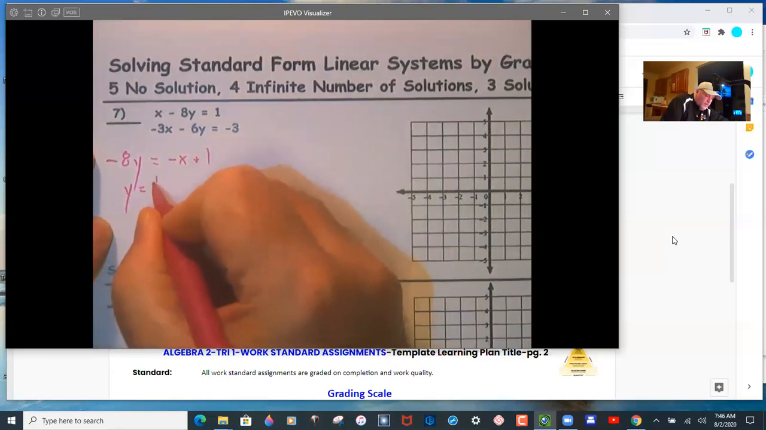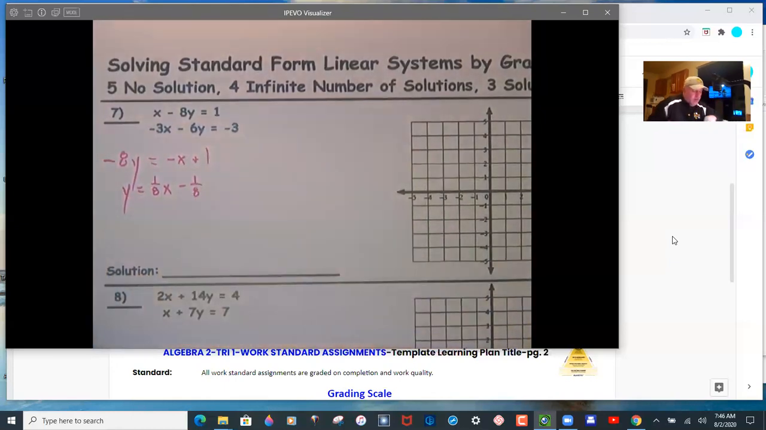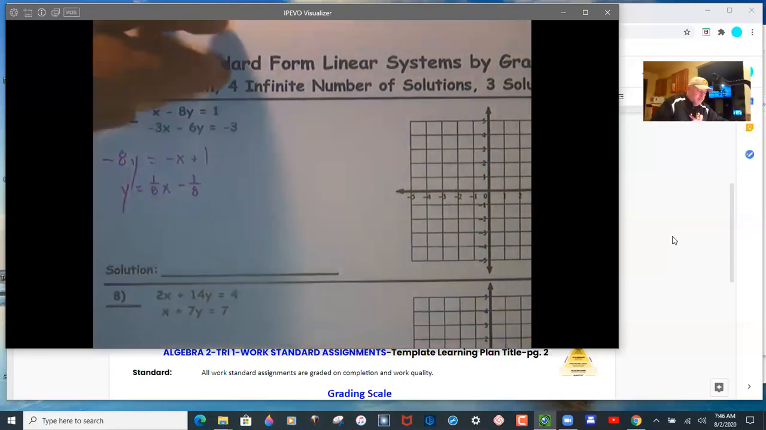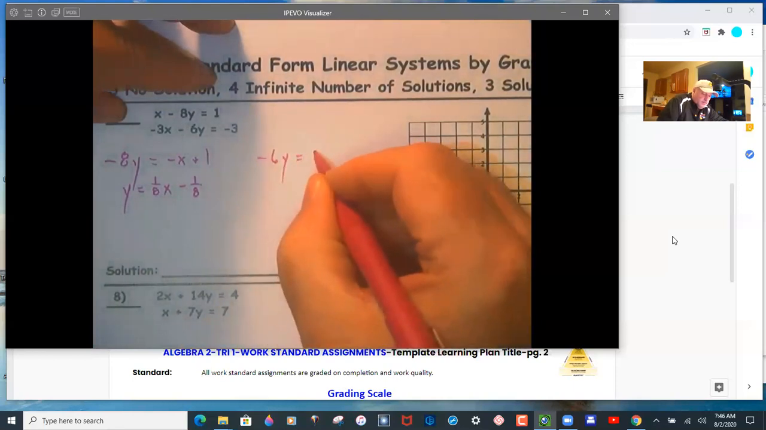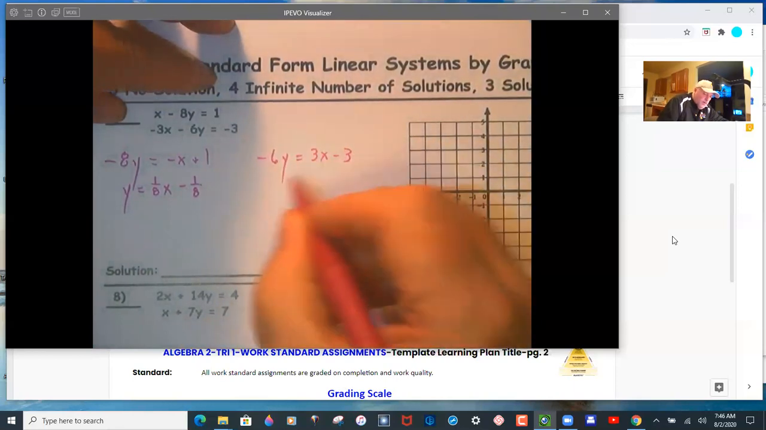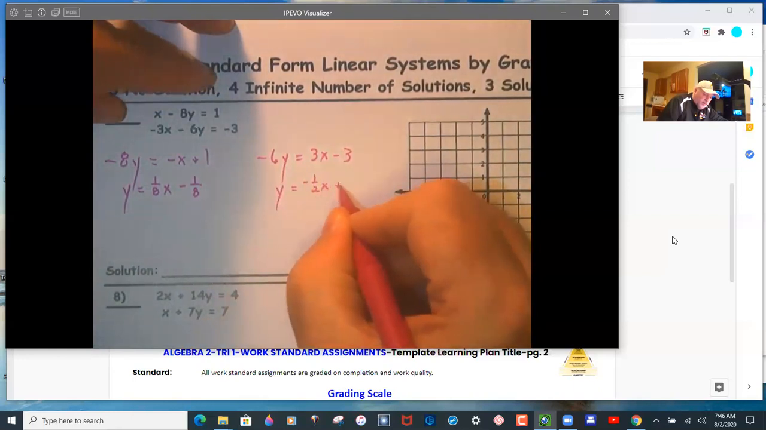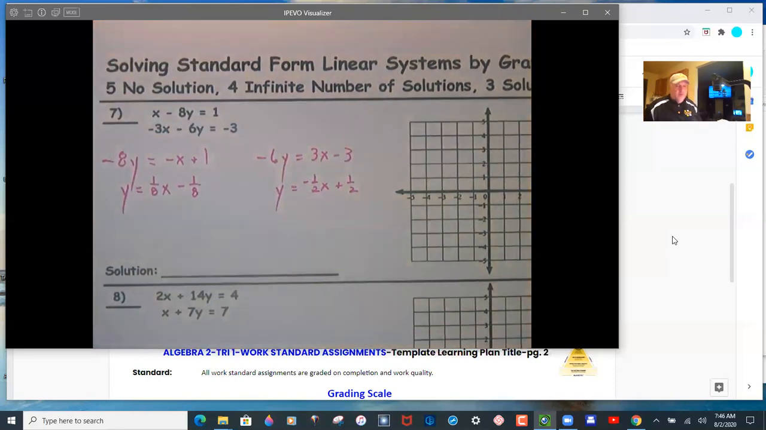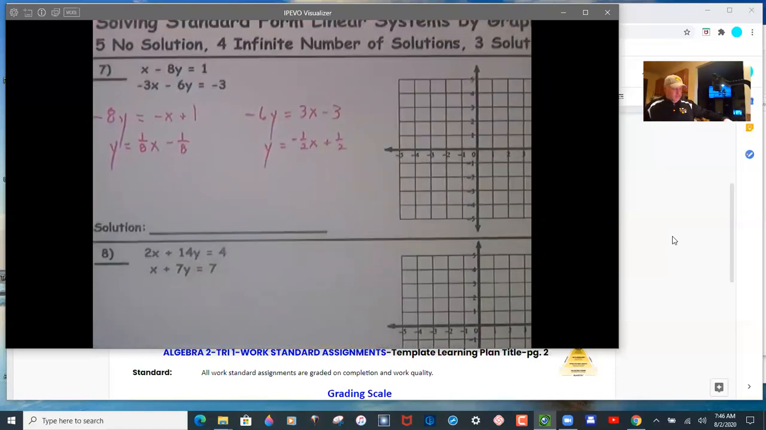So this is going to be 1/8 x minus 1/8. Got to know how to solve for y. It's very, very important. And then the second one, and then divide by negative 6, so negative 1/2 x plus 1/2. So those have different slopes, meaning that you're going to have a solution.